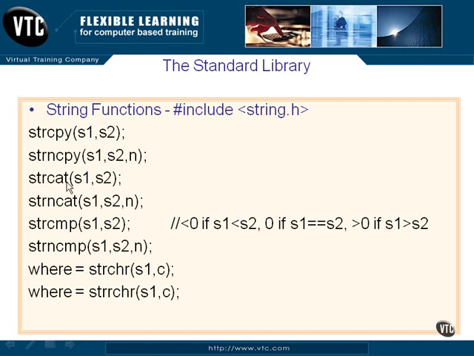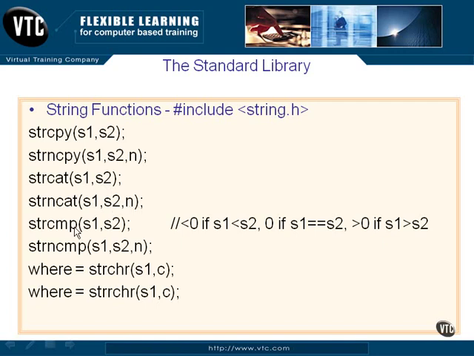String cat is concatenation. S2 will be tacked to the end of S1. S1 has to be long enough in total to receive and contain both string 1 and string 2. So string 1 has to be much larger and have a null byte someplace in the middle of the cleared buffer before you go tacking string 2 onto the end of it. String ncat, same thing, S2 tacked to the end of S1 with a limiter numeric value.